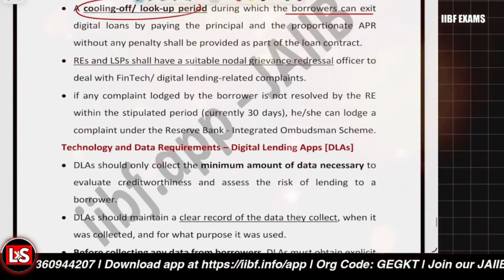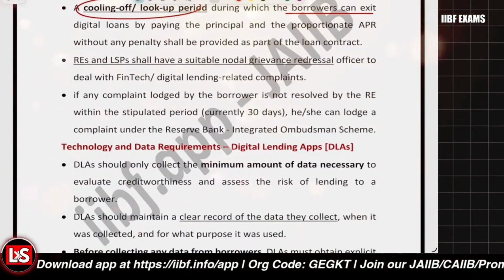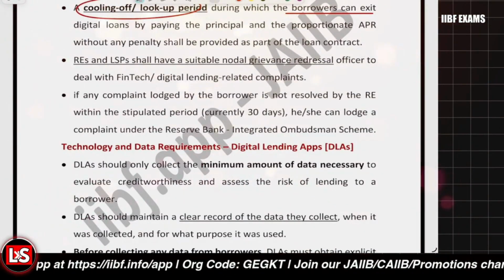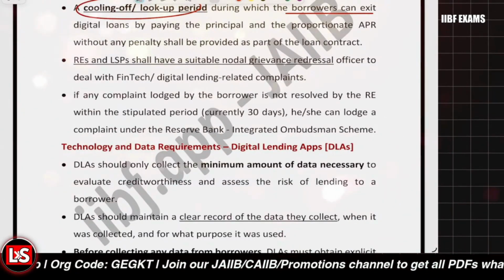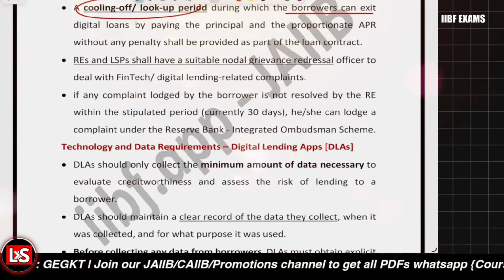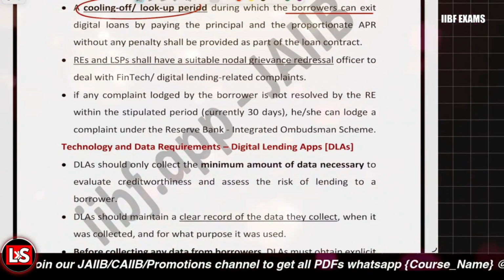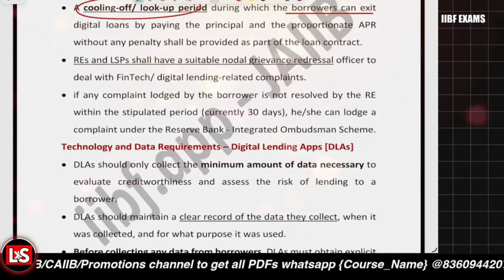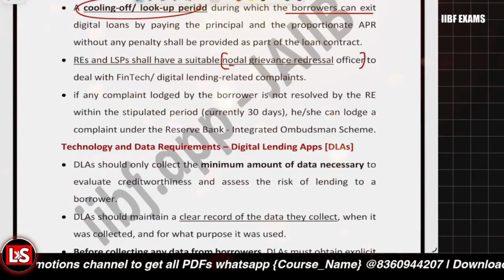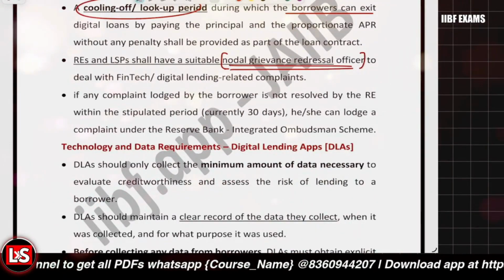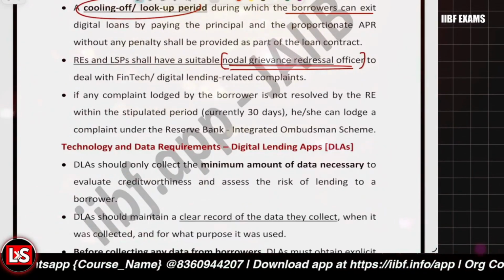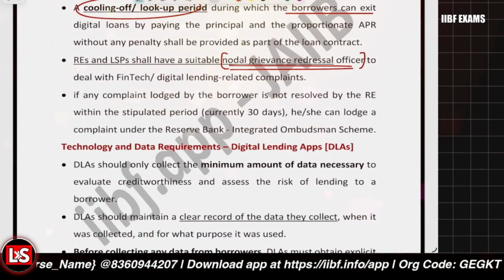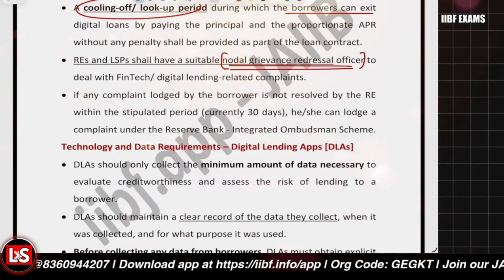Further, it's about the grievance officer. For all the regulated entities and all the lending service providers, it is mandatory that they must have a nodal grievance redressal officer. It is mandatory for the regulated entities and the LSPs.